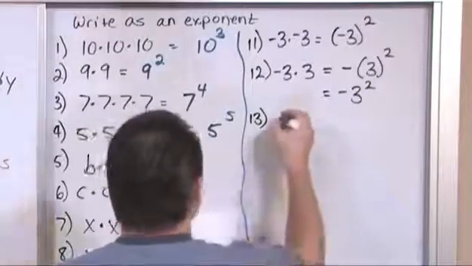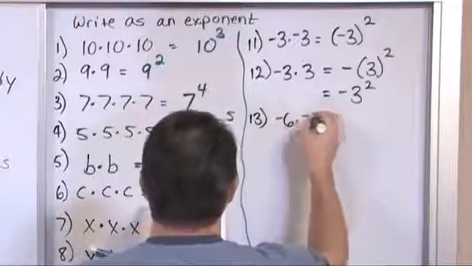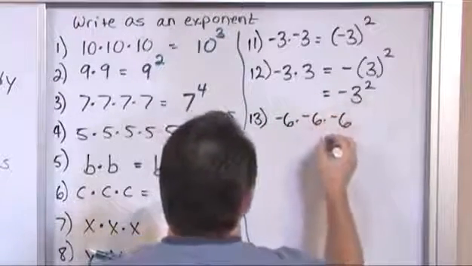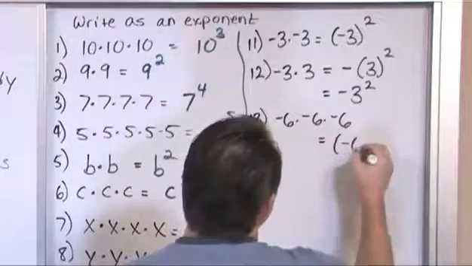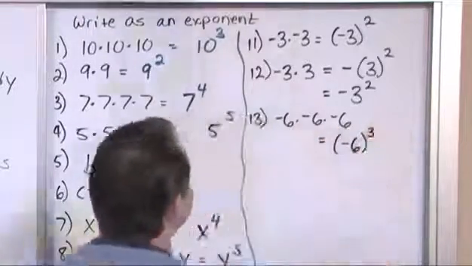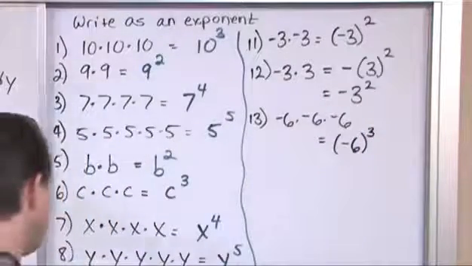Let's say we have negative 6 times negative 6 times negative 6. Okay, so negative 6 is clearly what we're multiplying together, so we'll just stick that inside of the parentheses and we'll cube it, just like that.